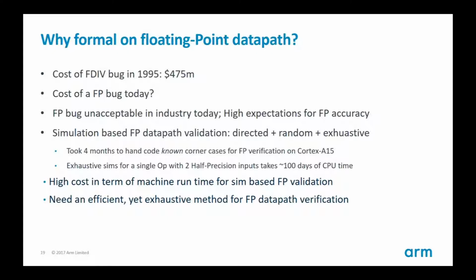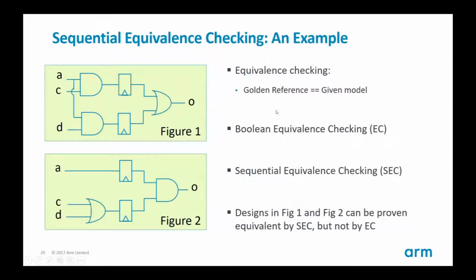So there is definitely a need for an exhaustive yet efficient method for floating point data path verification. And these are operations like your floating point add, multiply, divide, square root, etc. So with that motivation, let's talk about sequential equivalence checking.